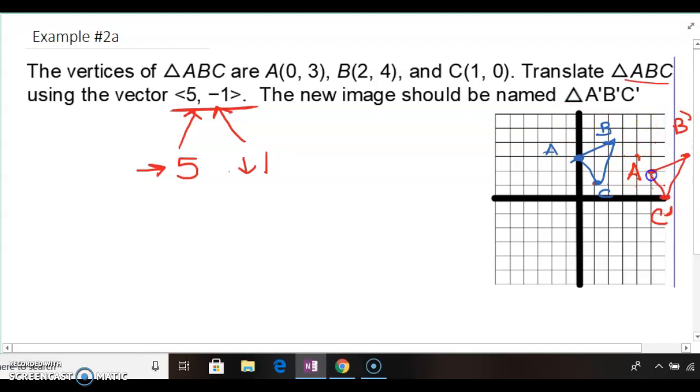Okay, so hopefully yours looks a little neater than mine does, but what you should be able to see is that triangle ABC and triangle A prime, B prime, C prime, these are two triangles that are congruent. The only thing that's changed is where they are located on this coordinate grid. The size and the shape has not changed whatsoever.